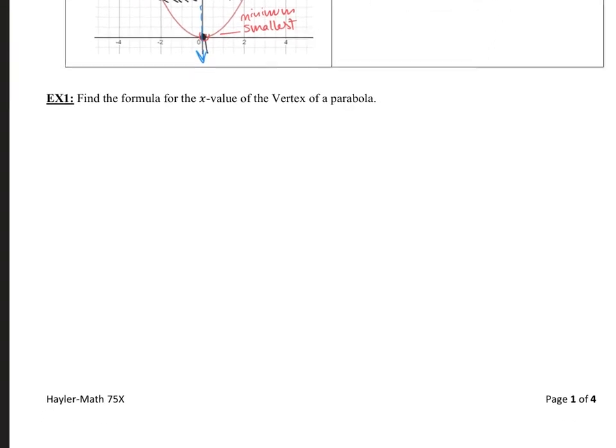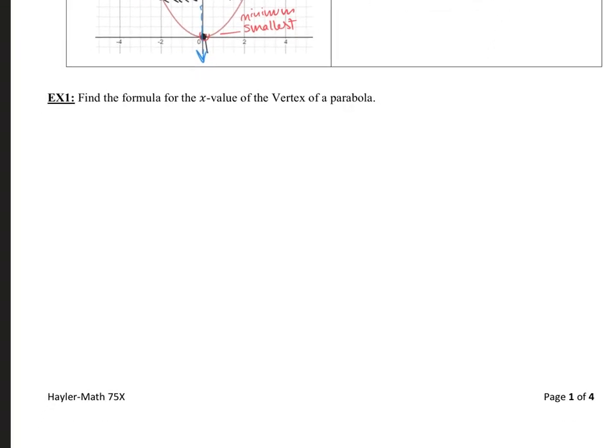Alright, so for example 1, we're going to find the formula for the x value of the vertex of a parabola. Let's take a little bit of context first. If we have a random parabola, we're just going to use generic values here.